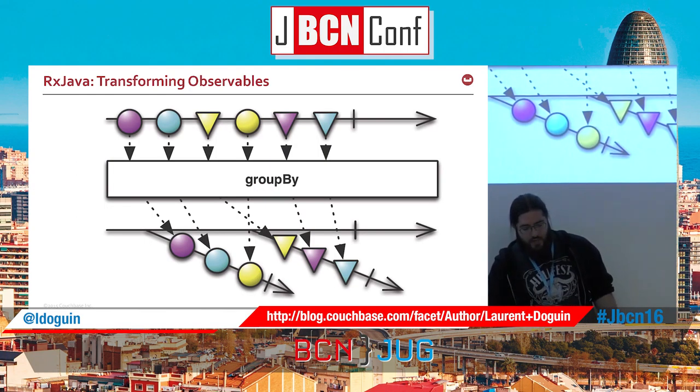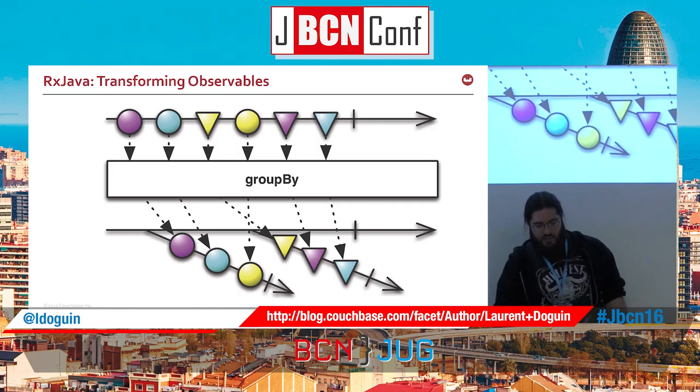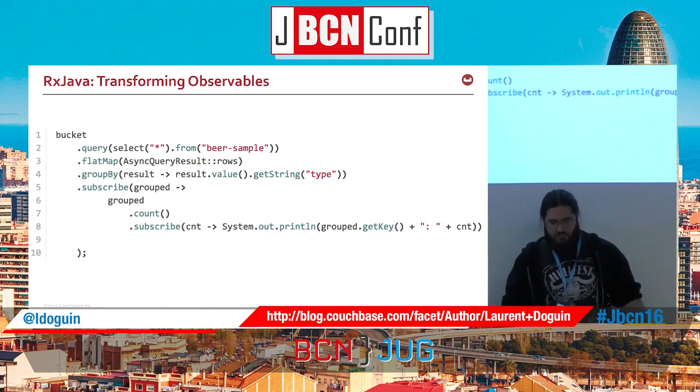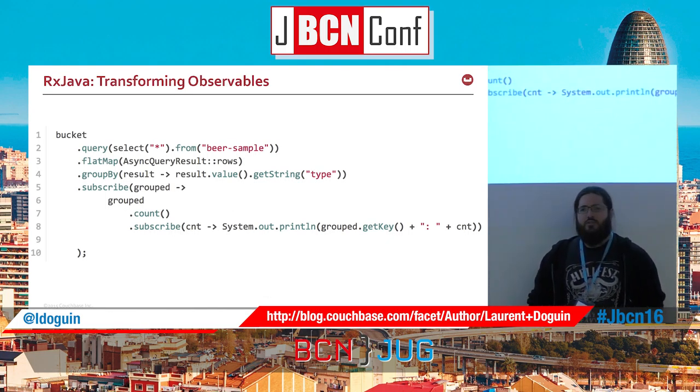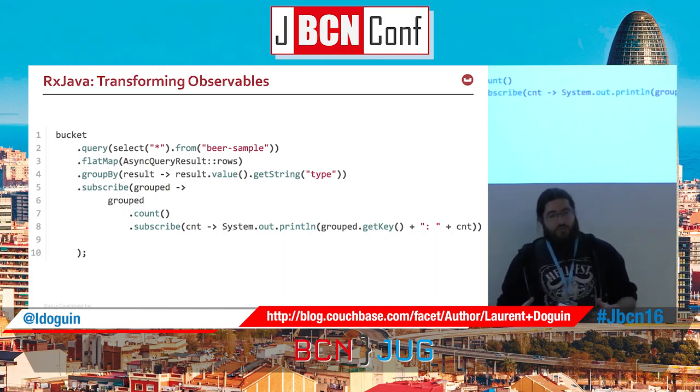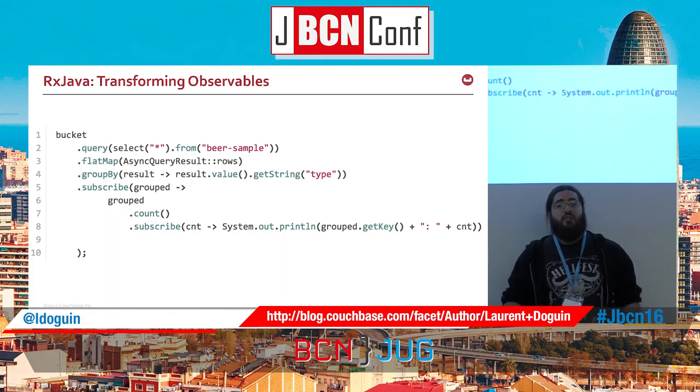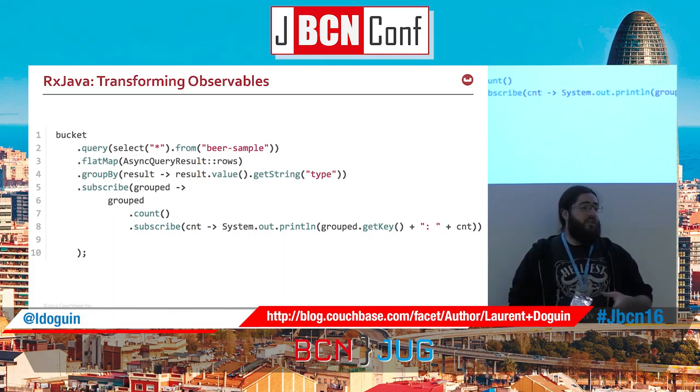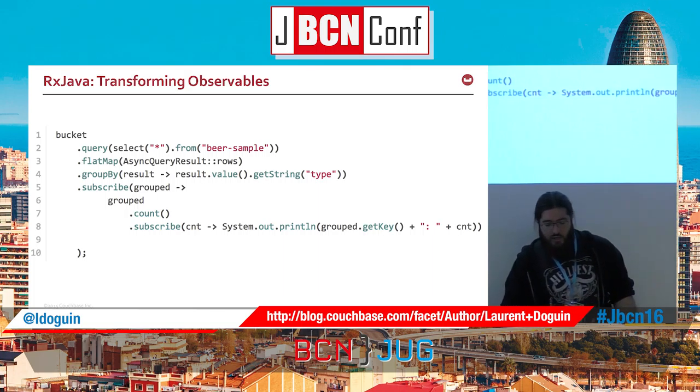There's another one called group by, where basically, it's probably easier to look at the code than the actual diagram. I have a document with a field called type. The value of type could be different. I'm using the beer sample, and in the beer sample I have documents of type beer and type brewery. So after the group by, I would have a structure of objects like a map that allows me to get beer, get all the beer documents, or get brewery, get all the brewery documents. So you can do interesting things.